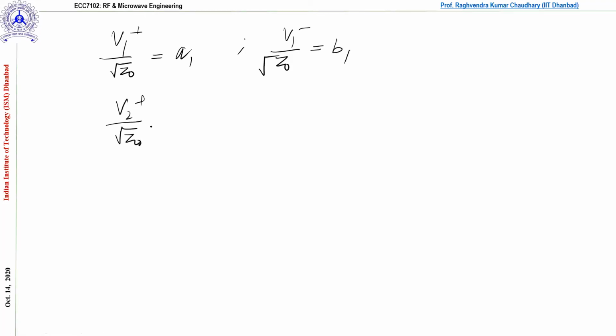So what I'm saying is that V1 plus over root Z0, I'm naming as a1. Similarly, V1 minus over root Z0 we call b1, and V2 plus over root Z0 is a2, and V2 minus over root Z0 is b2. Correct?